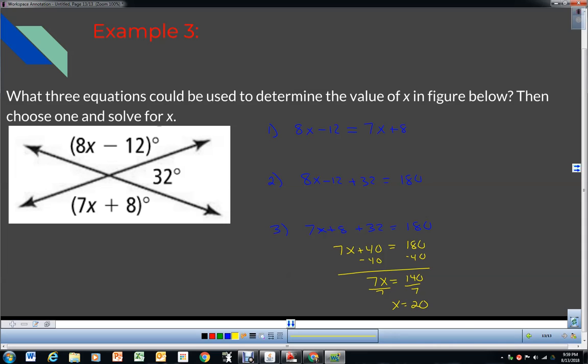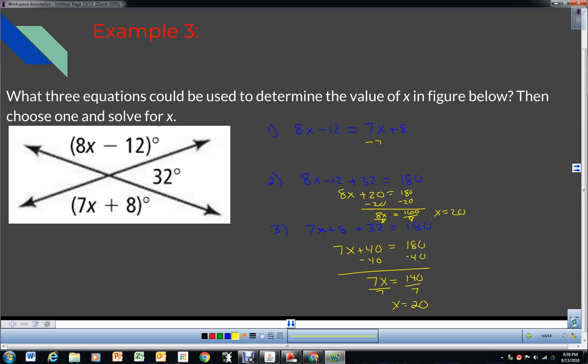Okay, so either way you did this, you're still going to get the same result. Three different ways to work it. It all depends on which way you prefer. So 8x minus 12 plus 32 is going to be 8x plus 20 equals 180. Subtract 20. 160 equals 8x. Divide by 8. And this becomes x equals 20.